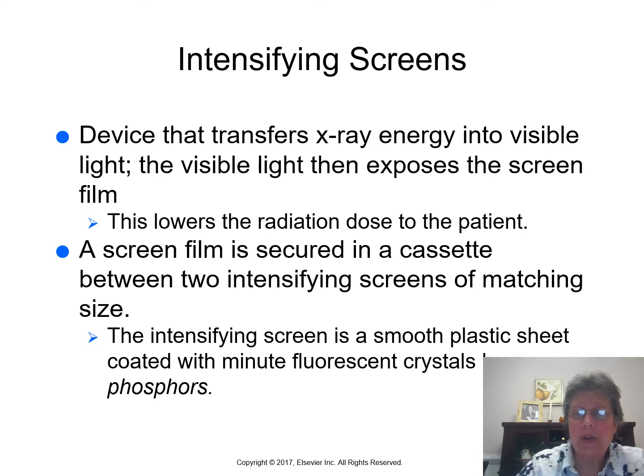The intensifying screen is a device that we just talked about that transfers the X-ray energy into visible light, and then of course that light is what exposes the screen film. And we said that the intensifying screen actually helps to lower the amount of radiation we have to give the patient. The screen film is secured to the cassette. It's on both sides. The intensifying screen is usually a smooth plastic sheet coated with those fluorescent crystals to produce that fluorescent glow.